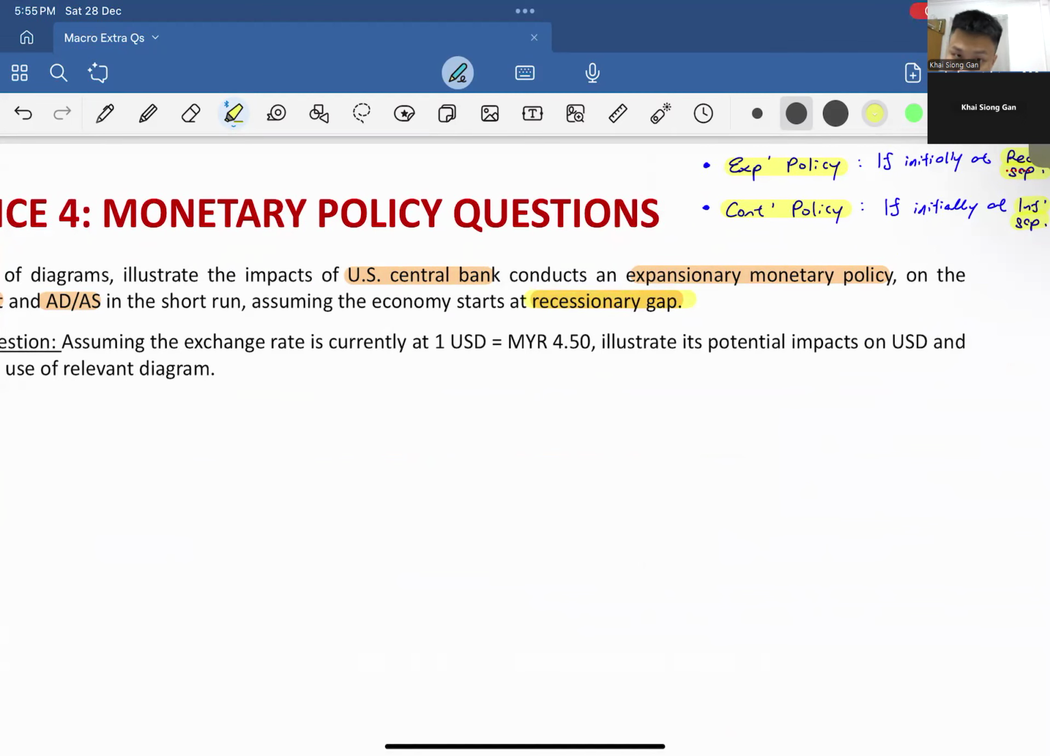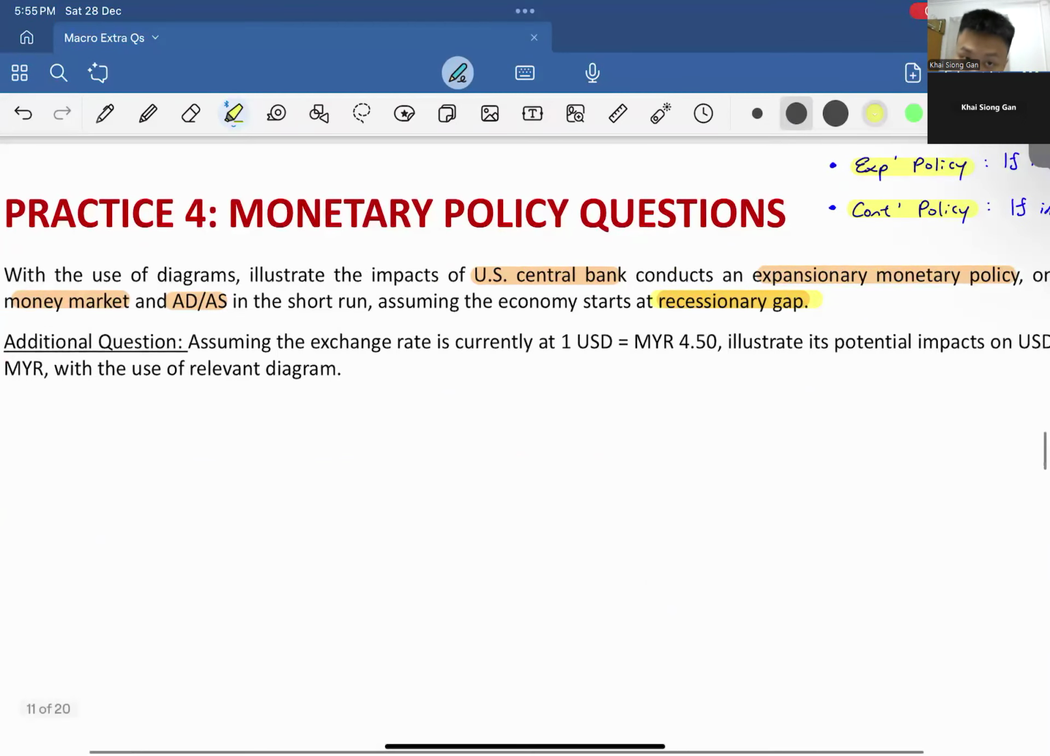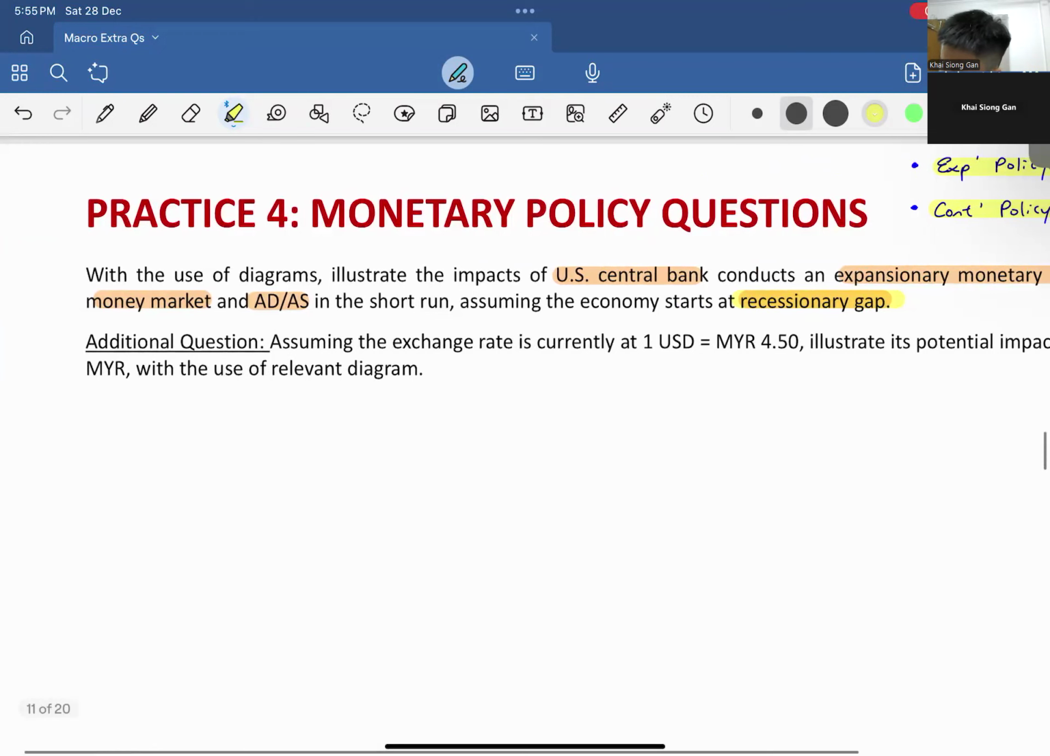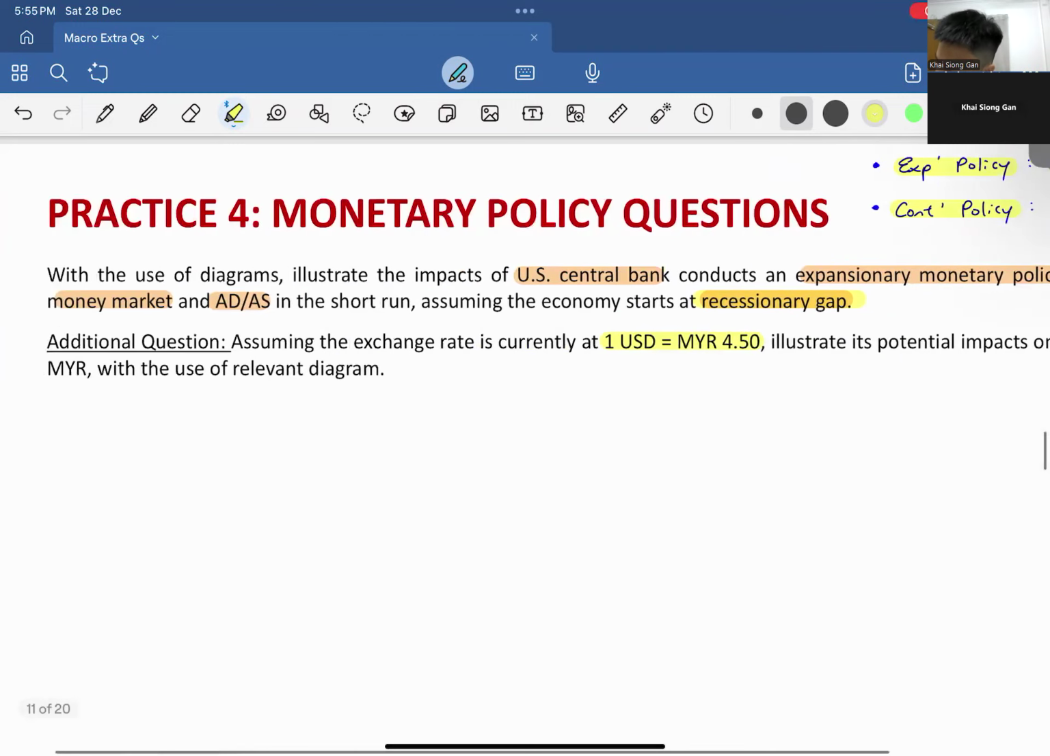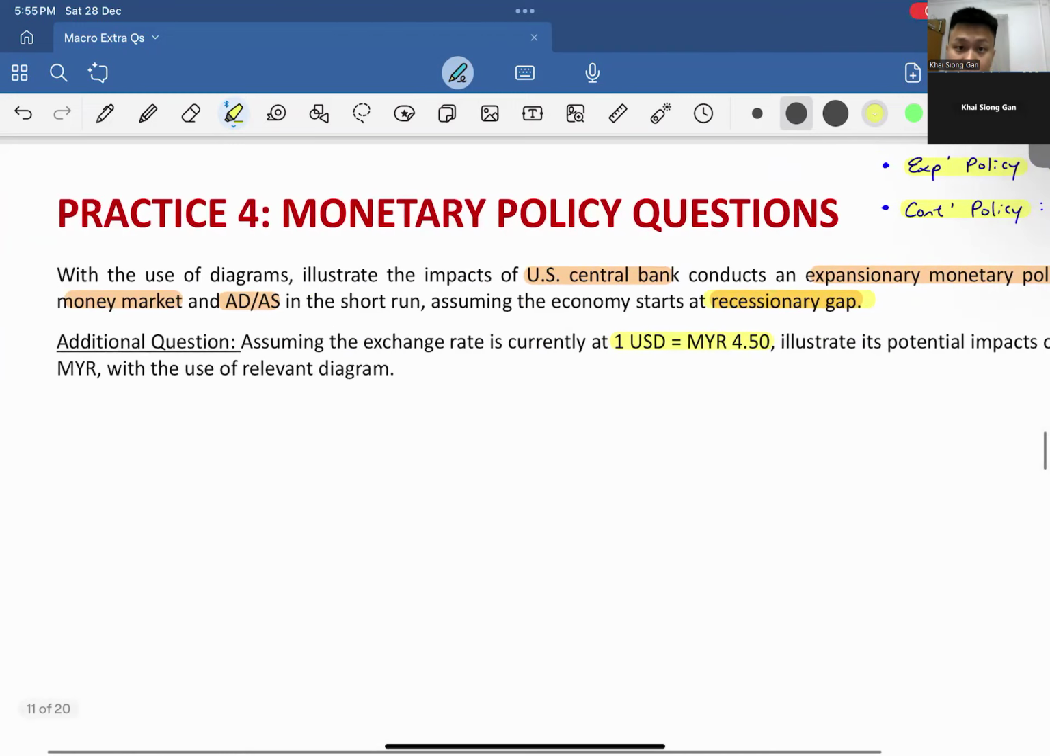Now I want to make the question more challenging by adding this question also. Assume the exchange rate is currently $1 equals 4 ringgit 50 cent. Illustrate its potential impacts on US dollars and MYR with the use of relevant diagram. So the diagram we are going to use here is the exchange rate diagram.